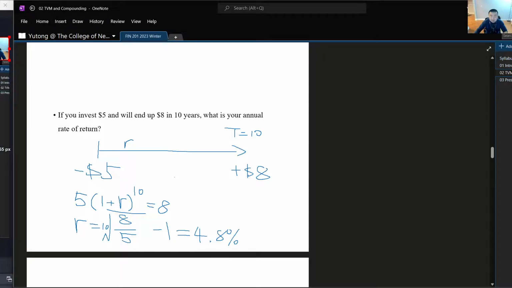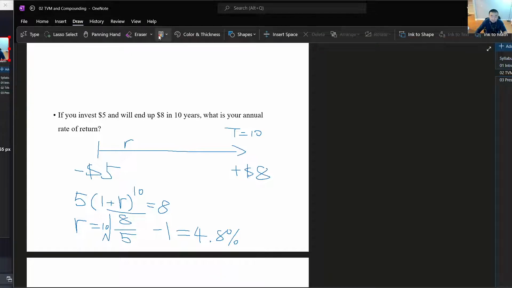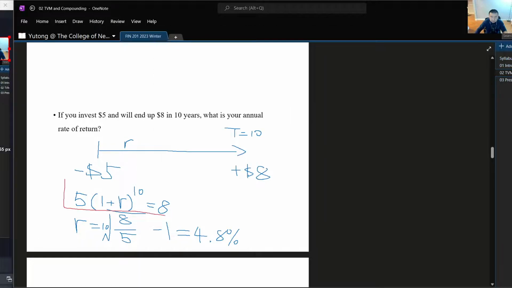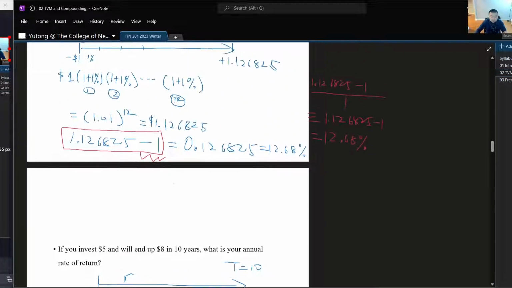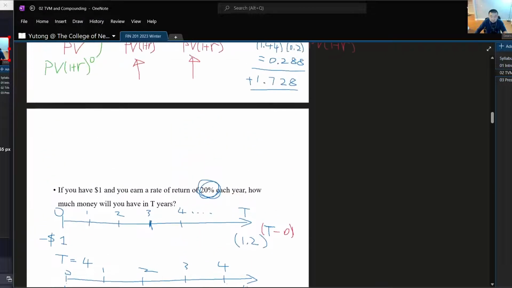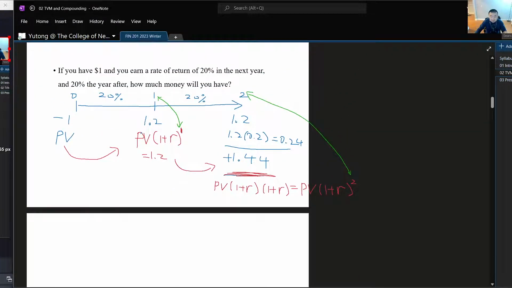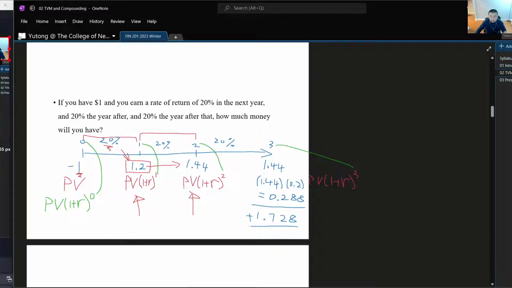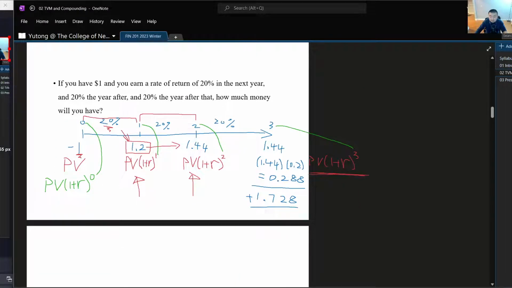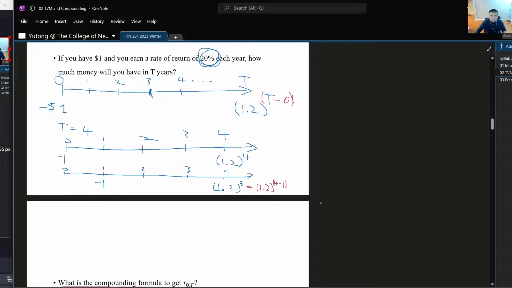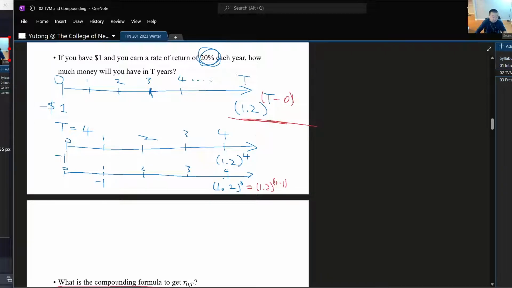So that's the reverse of calculating future value. You are given a present value, you are given a future value, and you're looking for R. But what you see is the same formula. So I'm going to circle this. If I go back up, you should be able to see this and this, the same formula. And also the same thing here, same formula.